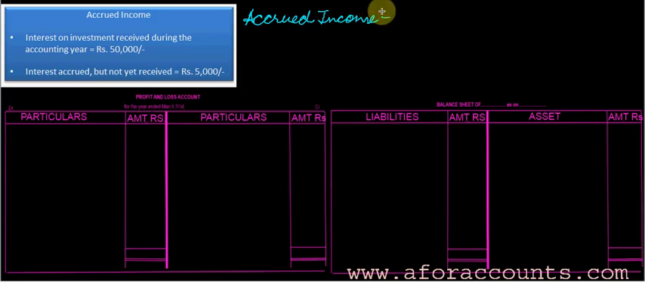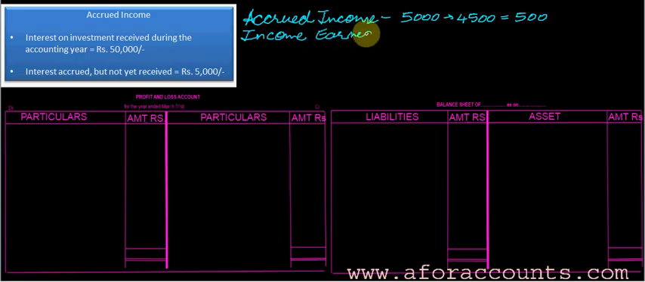What does accrued income actually mean? Accrued income is the income earned during the accounting period but not yet received. Say I have earned some commission of rupees 5,000, but I received only 4,500. So my accrued income will be 500. So writing here, income earned but not yet received.